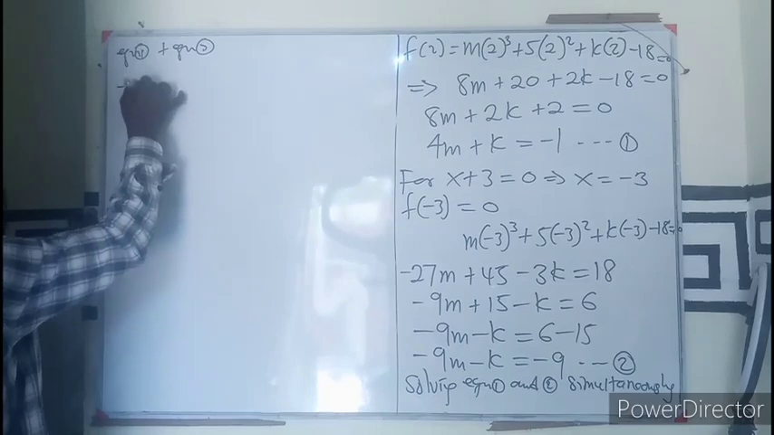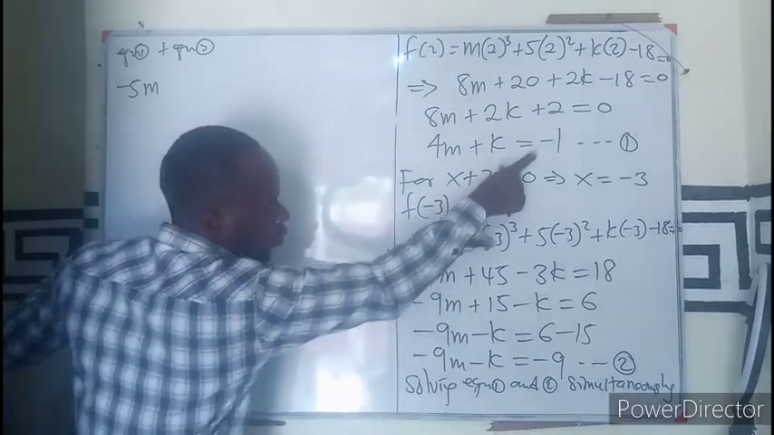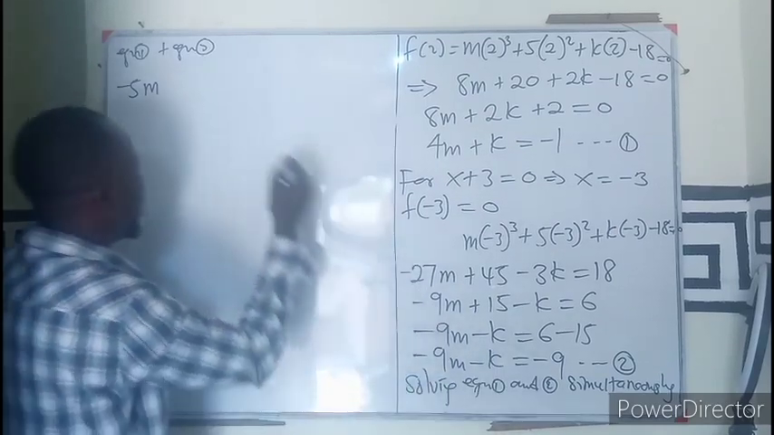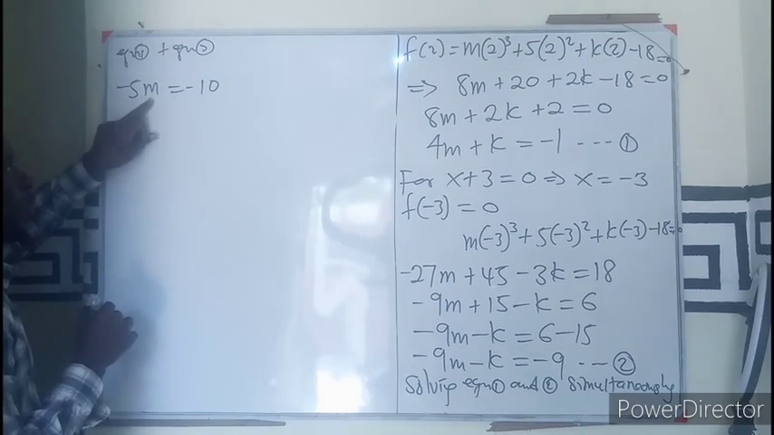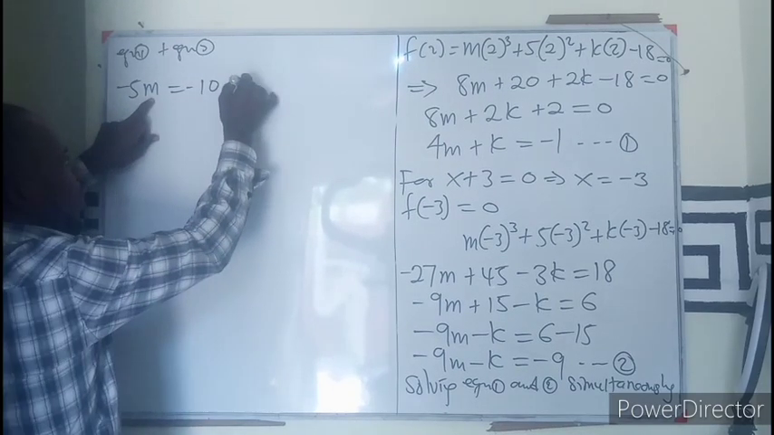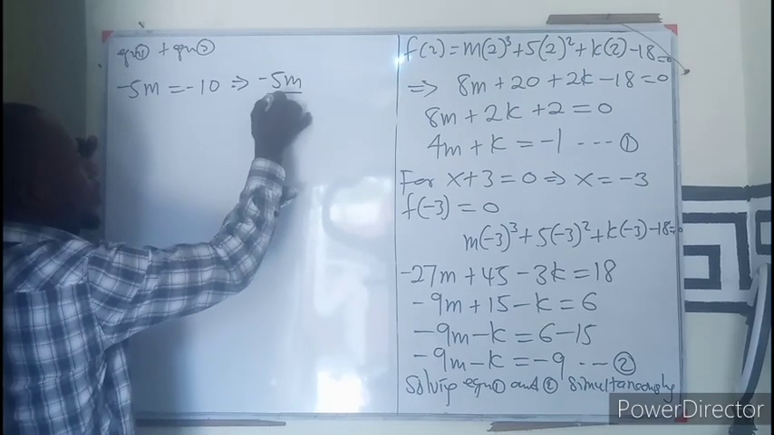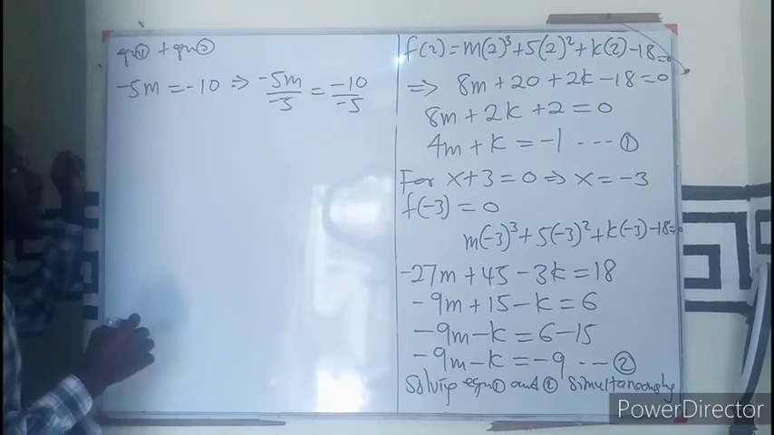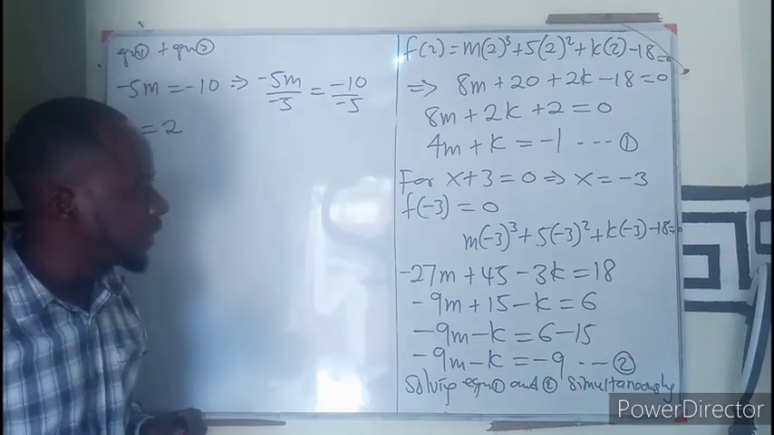So negative 5m, k plus negative k is far away. So minus 1 plus minus 9, and that will be minus what? 10. I believe I'm looking for m. So divide both sides by negative 5: negative 5m over negative 5, negative 10 over negative 5. So m in this case is just going to be a positive 2.